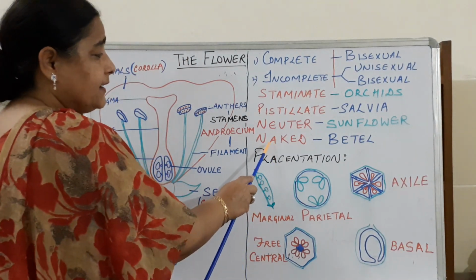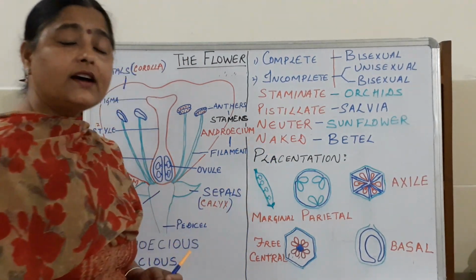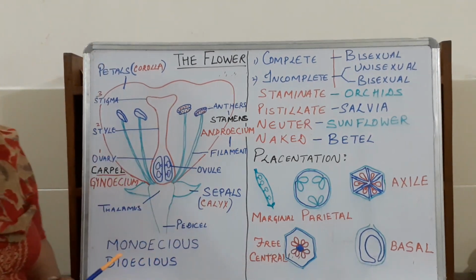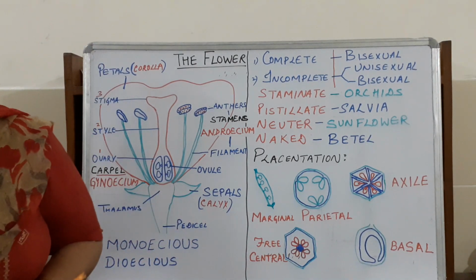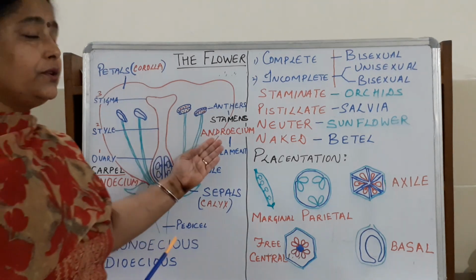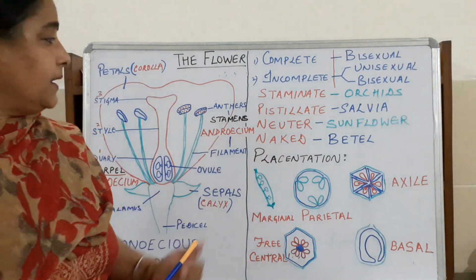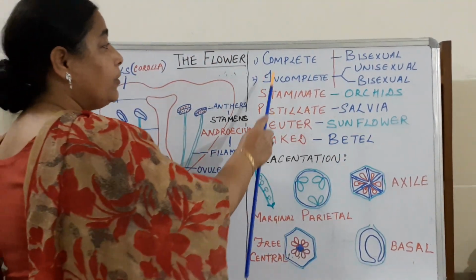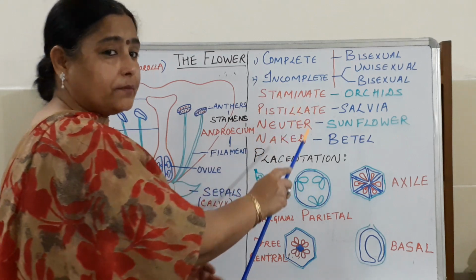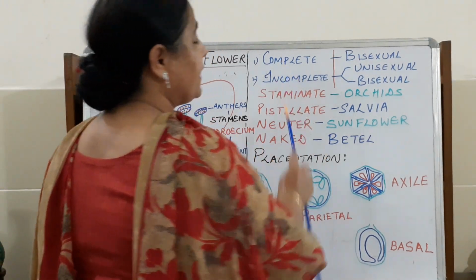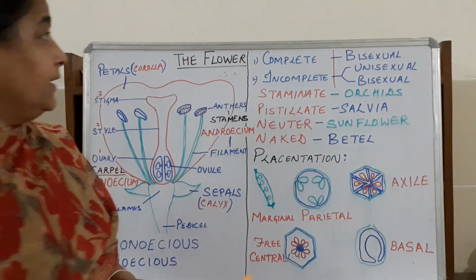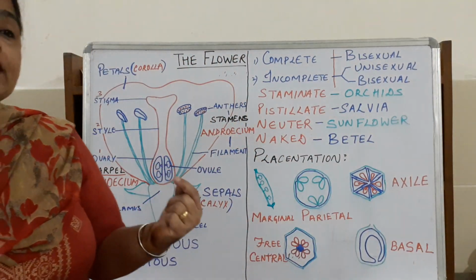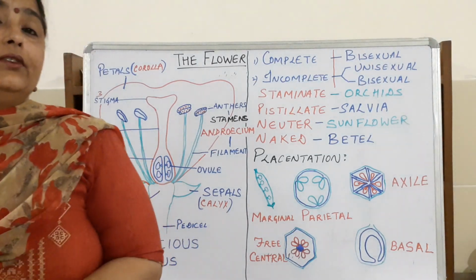The last category is the naked flowers. Naked flowers are those flowers in which the calyx and the corolla are absent. Only the androecium and gynoecium are present in them, and an example is the beetle flower. Now, depending upon whether parts are present, a complete flower has both androecium and gynoecium in it, so it is also called a bisexual flower because it represents the dual sexuality of the flower.